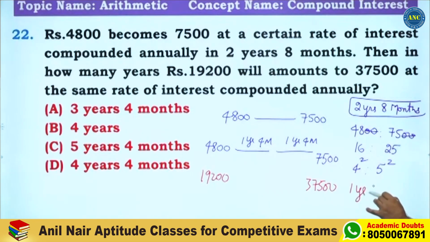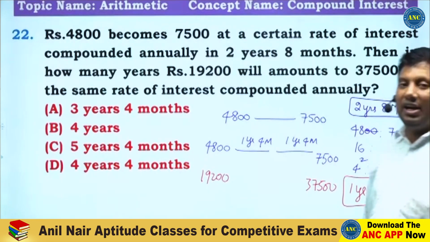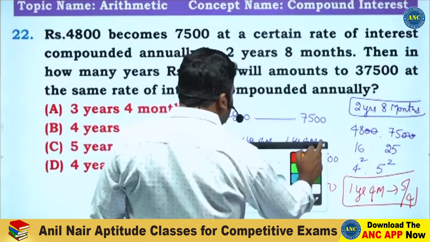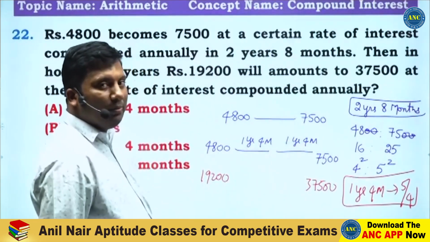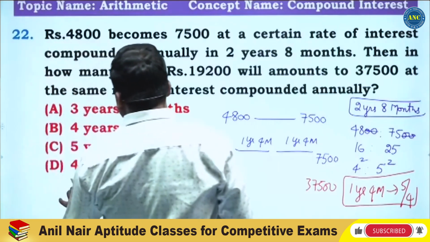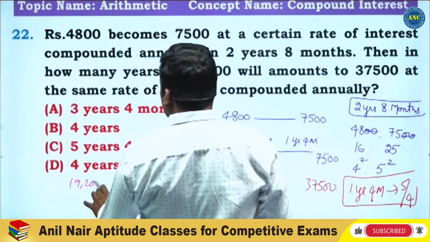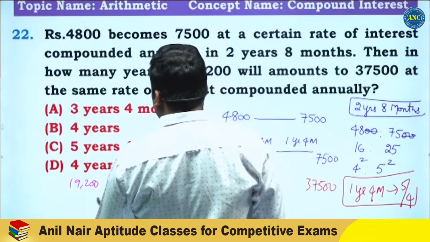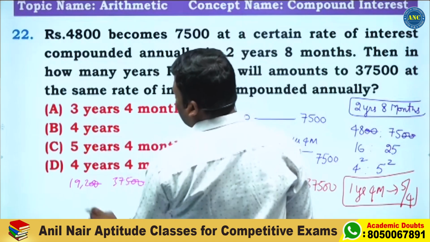37,500. What is the first learning we got? 1 year 4 months. Scaling factor will be 5 by 4. So now we have to see how the scaling factor for this is behaving. 19,200 and 37,500. 2 zeros cancel.